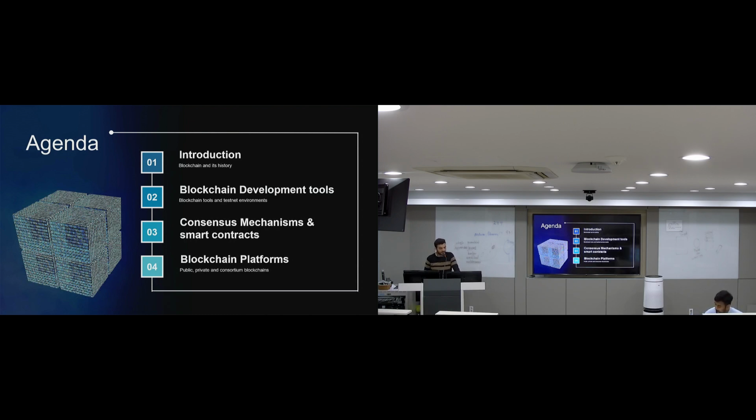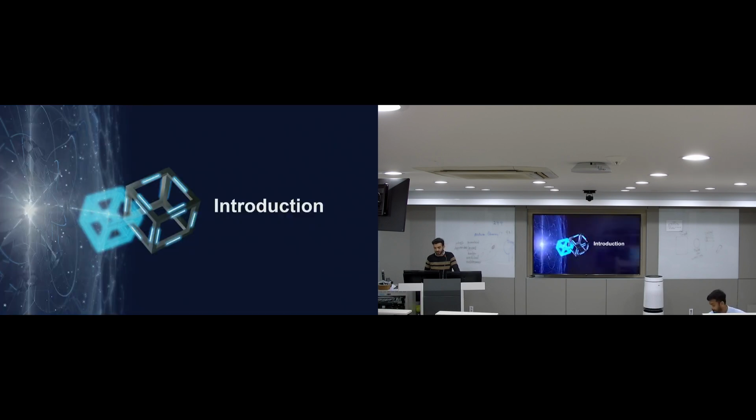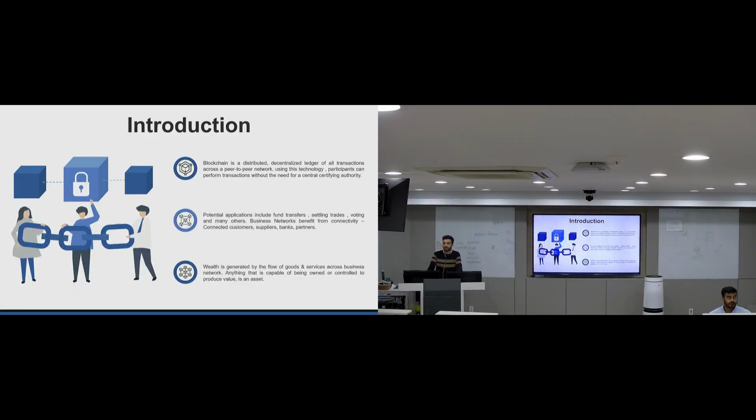So, this is the agenda for today's presentation, and let's begin. Blockchain is actually a distributed ledger, more like a database that helps us store data in a decentralized manner. The potential applications for blockchains include funds transfer, settling trades, voting, and many others, and also banking transactions as well. Business networks benefit from connectivity, connected customers, suppliers, banks, and partners. Wealth in blockchain is generated by the flow of goods and services across a business network. Anything that is capable of being owned or controlled is actually an asset in terms of blockchain.